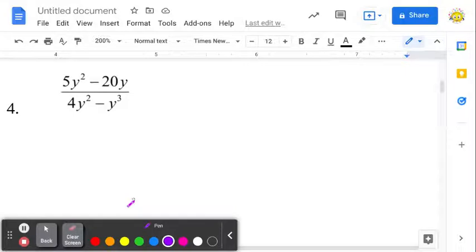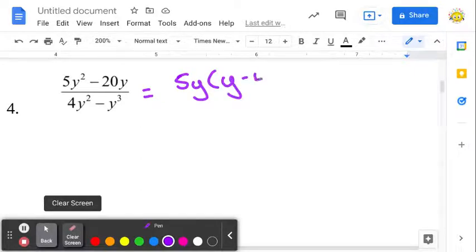So I see what I'm kind of pausing about. I see this exponent's bigger than that one, so it's not written in standard form, but let's pretend I didn't notice. Okay, I'm going to take a GCF out on the top, 5y, so I'm left with y minus 4 inside the parentheses. And then in our denominator, I'm going to take out a GCF of y squared, and I'm left with 4 minus y.